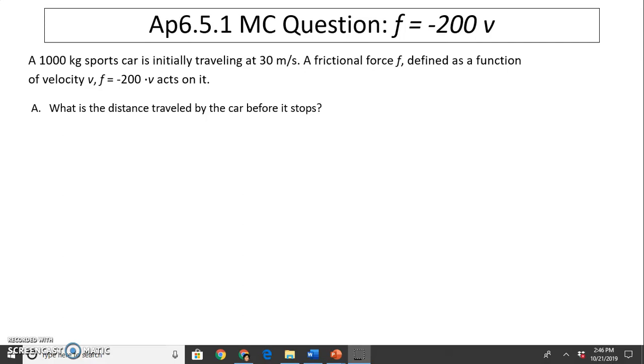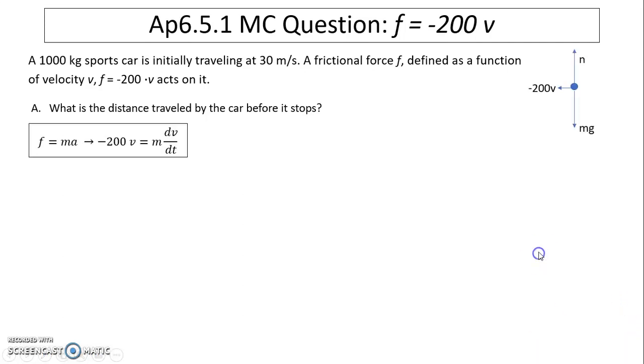So first, let's do a free body diagram. The free body diagram looks like this. There's normal force, gravity, then there is the frictional force. As you can see, normal force and gravity cancel out. The net force is just frictional force, opposite of V.